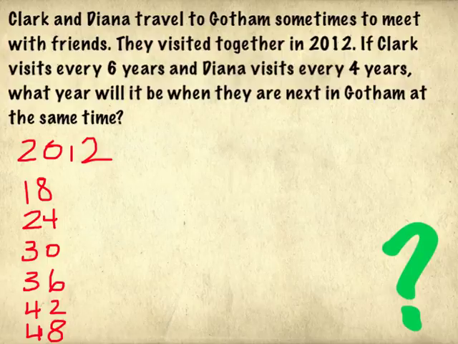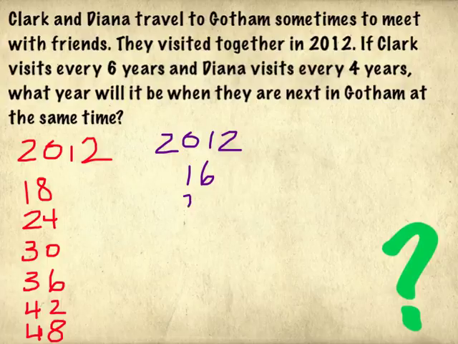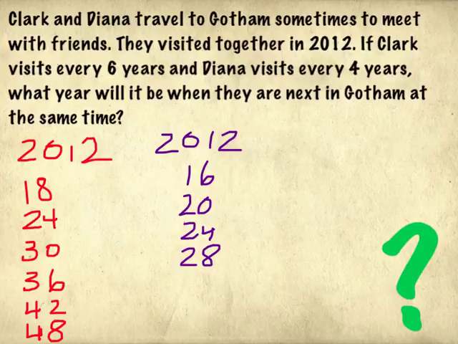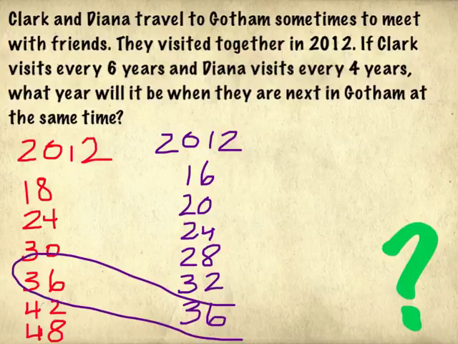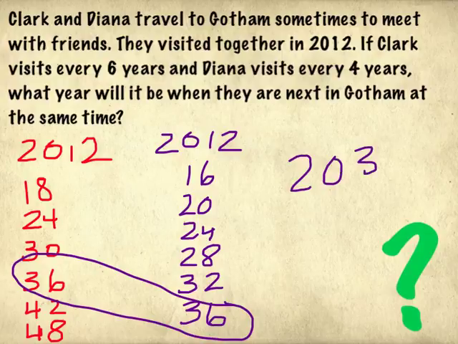Diana's there every 4 years, so she was there in 2012. She's going to be there again. I'm going to add 4, so she's going to be there again in 2016, 2020, 2024, 2028, 2032, 2036. Here we go. So the next time they will be there at the same time, it will be 2036. And the way I did that was just by finding the multiples and finding what is called the lowest common multiple in each list.